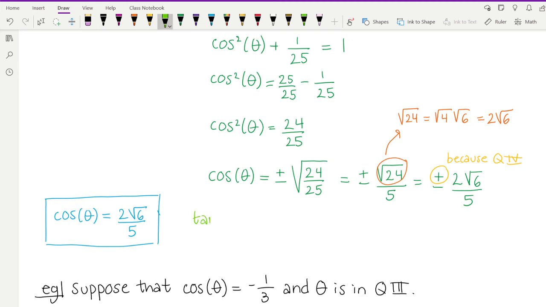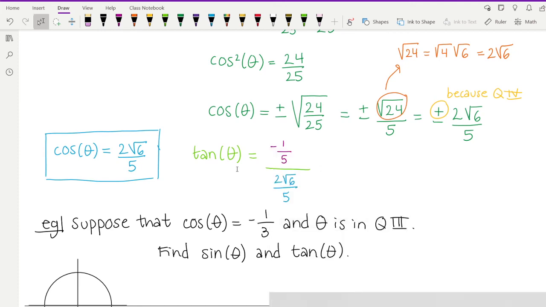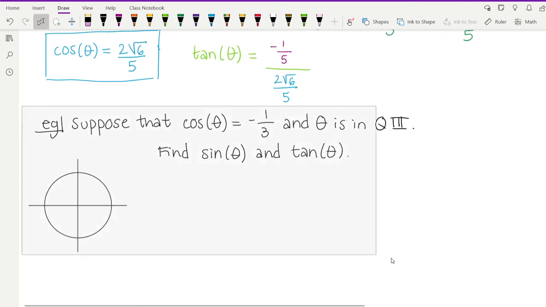So tangent of theta is going to be equal to sine over cosine. So sine, we already know, was -1/5. And then cosine, we just figured out, is 2 root 6 over 5. And I guess I still didn't really leave us enough space here.